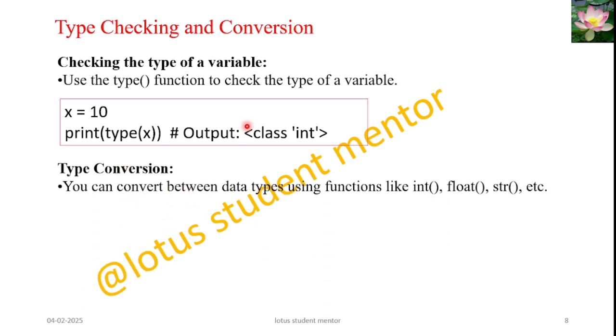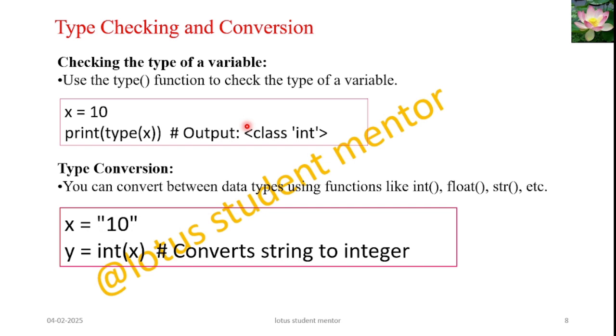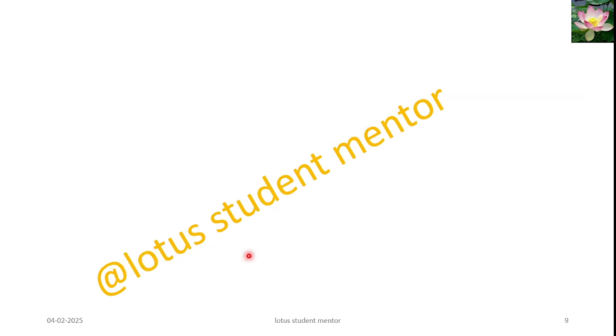Now type conversion. You can convert between data types using functions like int, float, str, etc. by using a simple command. Suppose we want the string to be an integer, we have to add int. Now x equal to double quote 10. Here 10 is not an integer, it is in double quotes. Python takes it as a string. Now we want to convert this string to integer. What should be added? int x. Now 10 becomes an integer. That converts the string into integer. That is what type conversion is.